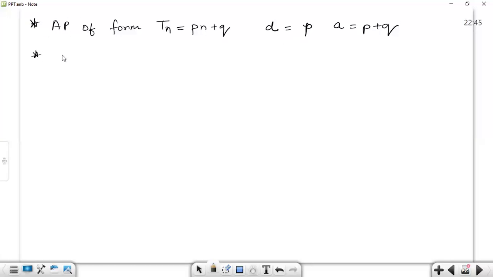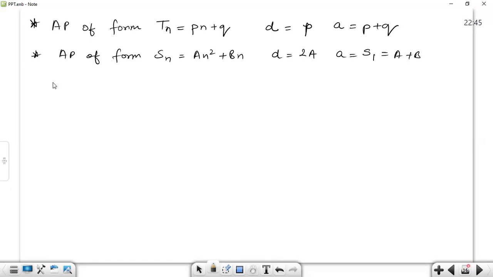If there is any AP of the form where the sum of n terms is an squared plus bn, then the common difference is 2a, and the first term will be the sum of one term, that is n equals 1, so it becomes a plus b. Clear? Yes, sir. Doubts?